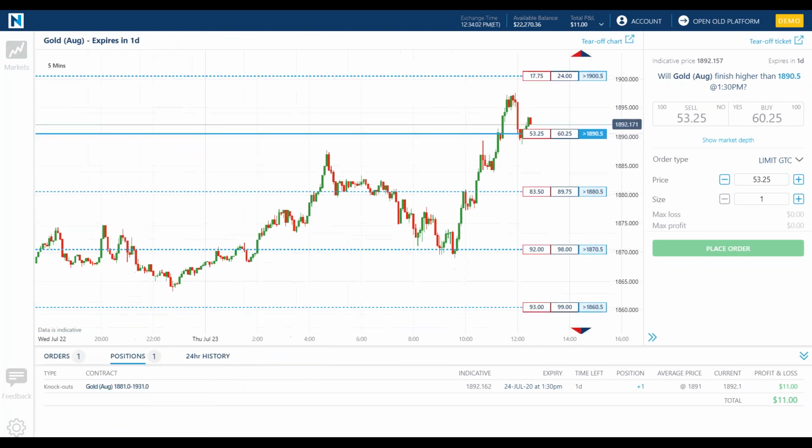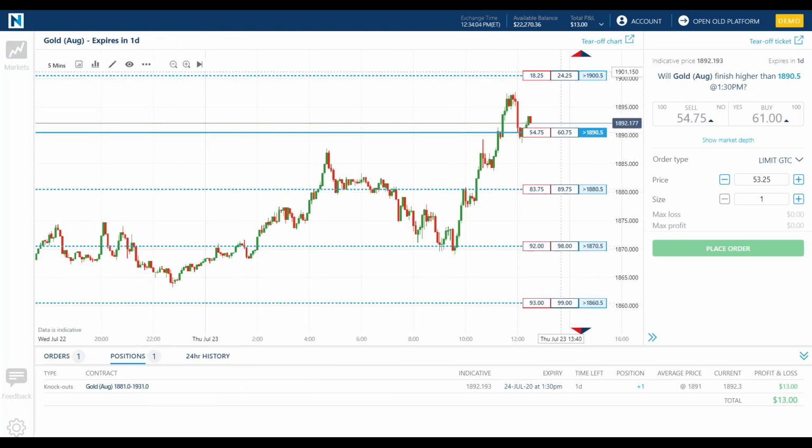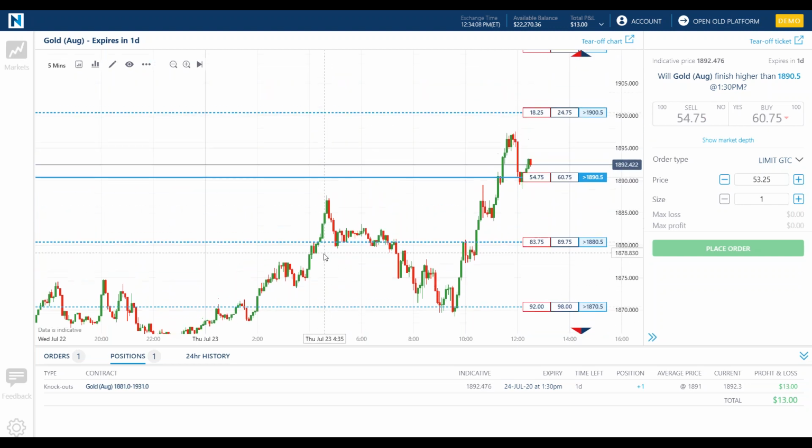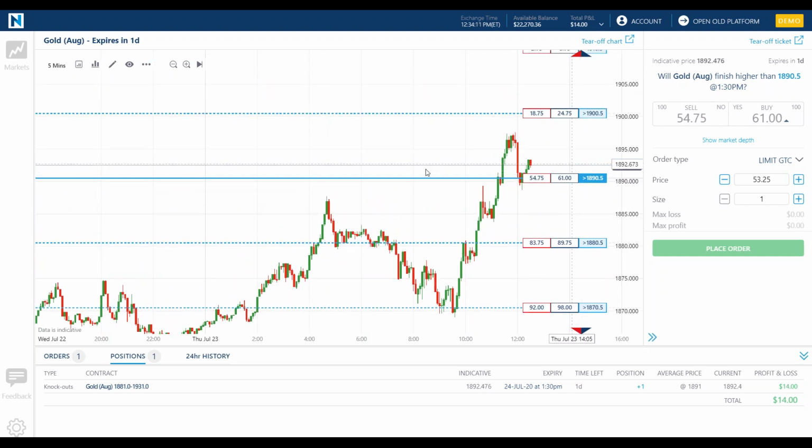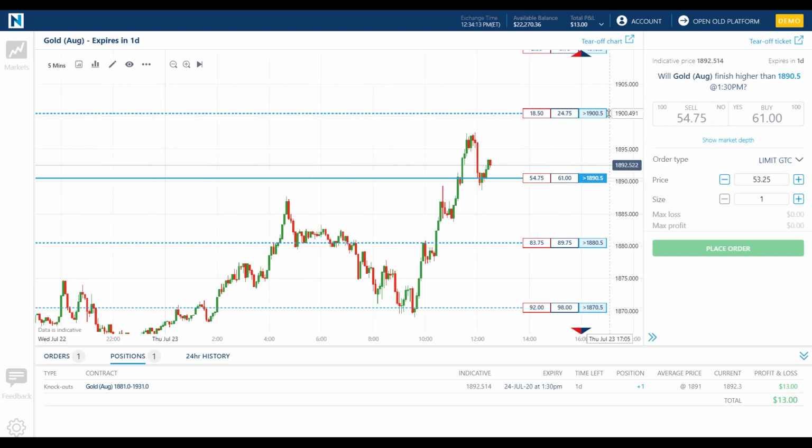I am now going to move this away. And on our charts, you can actually see the different contracts. I'm going to move this chart. And they're identified on the chart. You can see which contracts, what these represent. Now, when you're trading a binary option, this is a $100 contract, and it is purely a proposition. Will gold finish higher than this price, 1890.50, at 1:30 tomorrow afternoon?